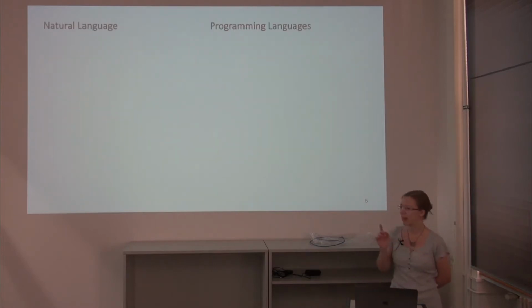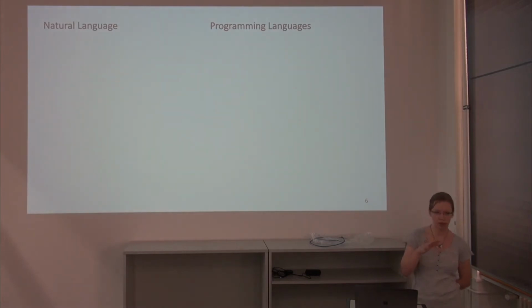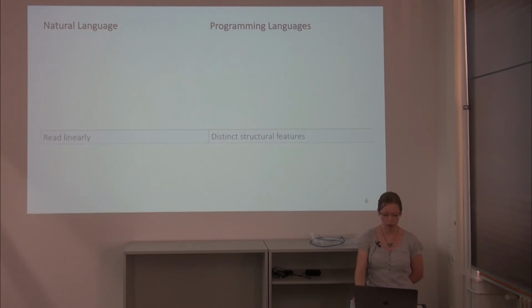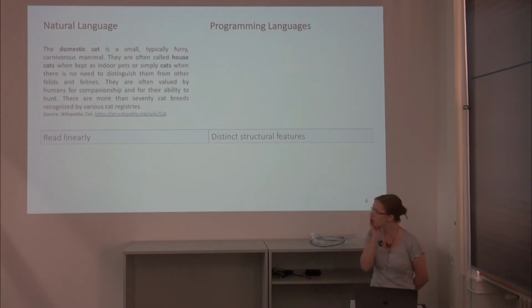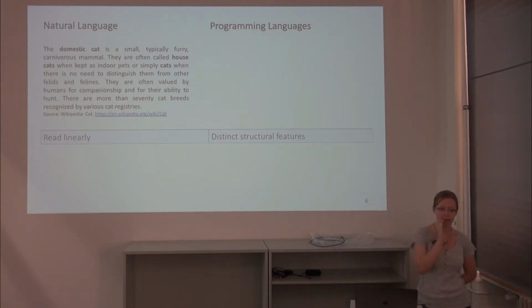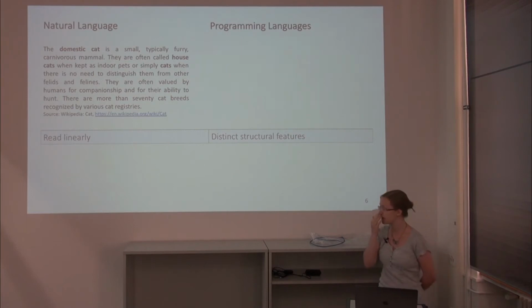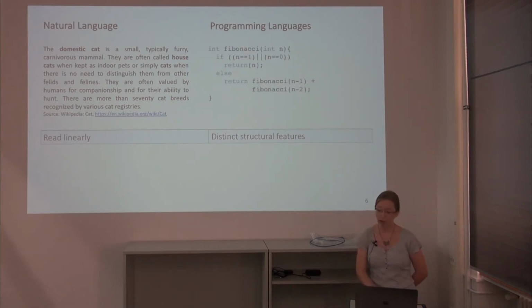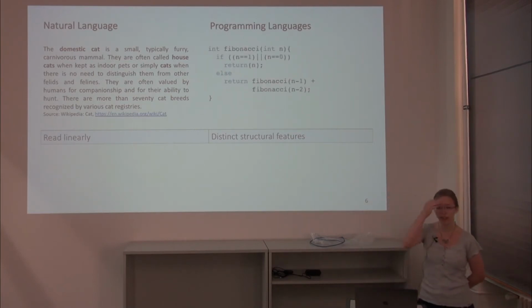Now, that being said, it is important to just keep in mind a few key differences between natural languages and programming languages. The first one being that while natural languages read linearly, programming languages have distinct structural features. So take, for example, these first few sentences of the Wikipedia article on cats. You typically start your article from the beginning and read one word after the next, sentence after sentence. Take, on another hand, this example of a Fibonacci function calculator.